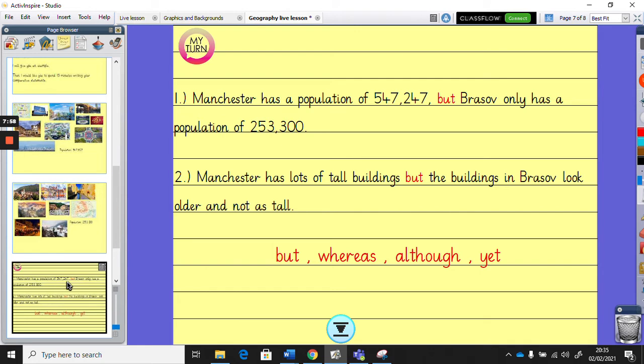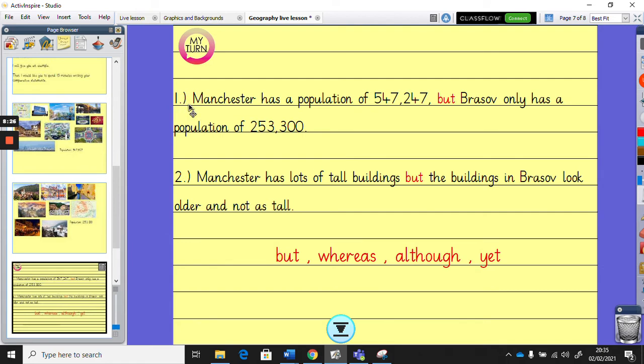Right, I have written two comparative statements about Manchester and Brasov. The first thing I've compared is the population. Do we all know what population means? It means how many people live there. Okay, we have done that before, but you might have forgotten. Population is how many people live in that place.